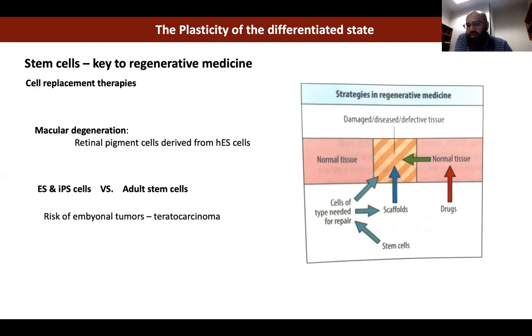And what they observed was that these retinal pigment cells partially cured the condition. They were, first of all, well tolerated by the patients, and they partially restored visual acuity, so they improved the vision of these patients.